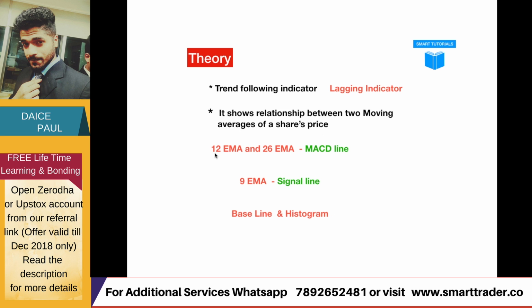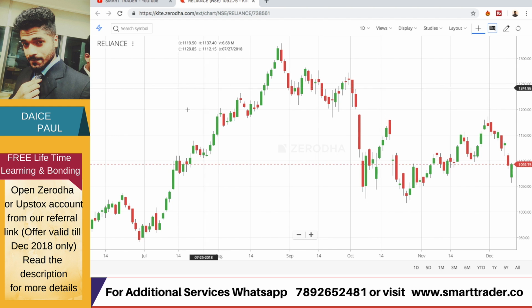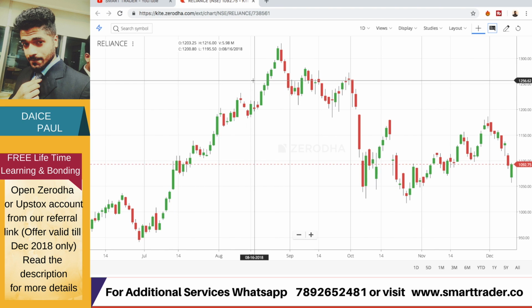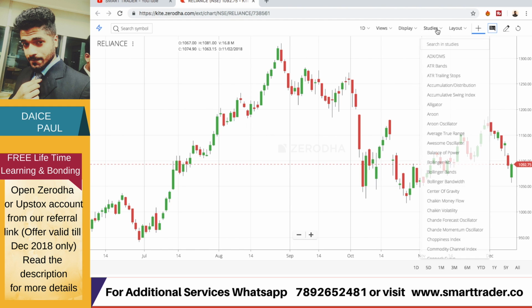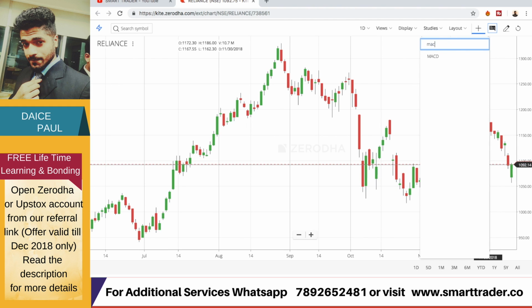This was the theory part. I will now show you practically on the chart what these mean. I've just taken a graph of Reliance as an example. This is just for educational purposes, guys. For the people who do not know, you just have to go to studies and take out any indicator. There are so many indicators. Today we are going to learn the MACD indicator, so type MACD over here.